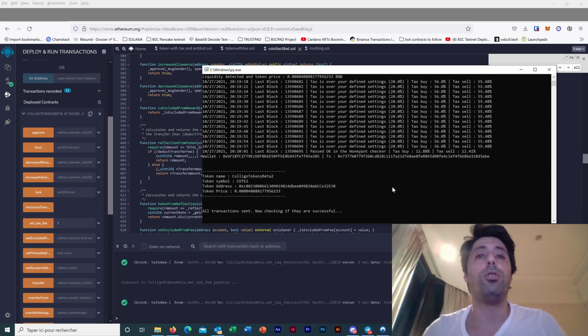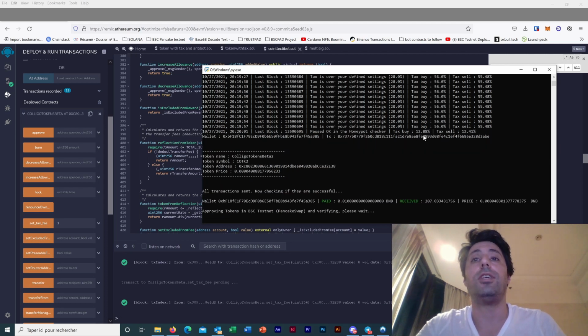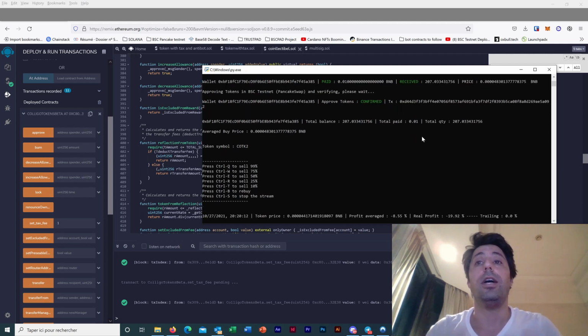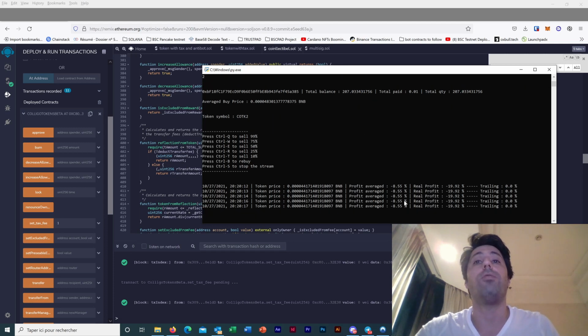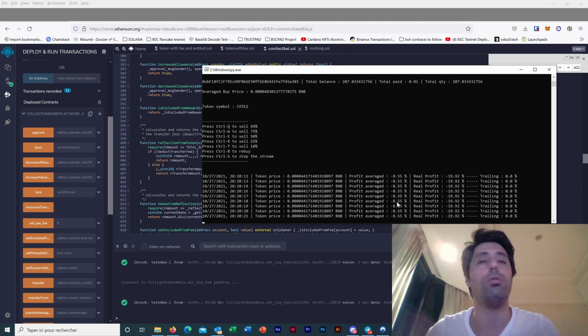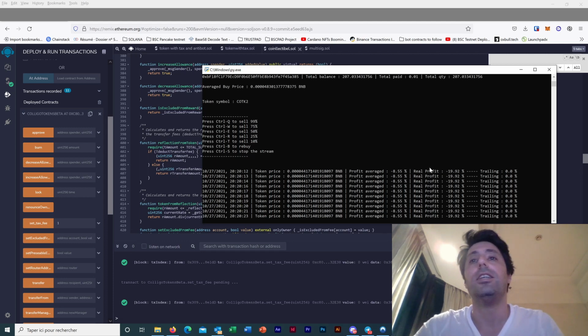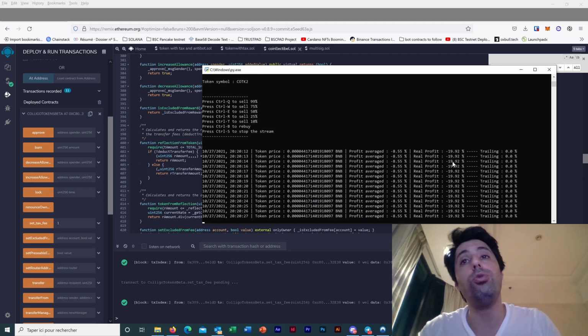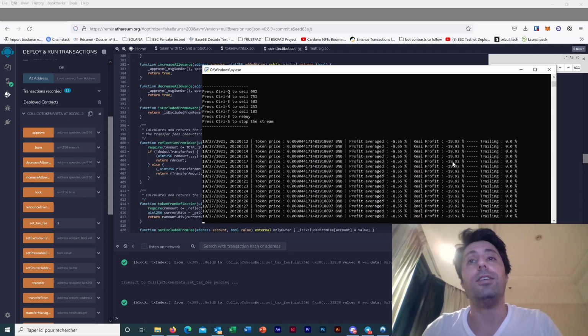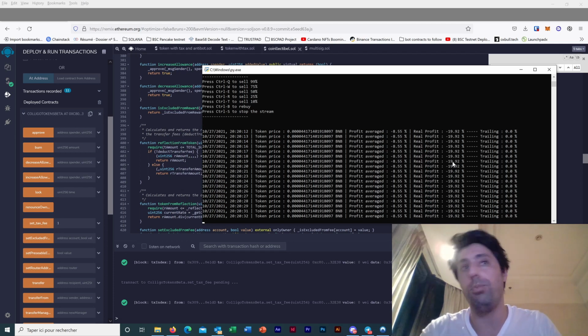And now he buys the token. You see here the tax is getting lower. So now the bot bought the token, and is also approving the token in PancakeSwap. And then we have the profit of the token. So we have a negative profit, because it's a new token, so it's normal, and then we have a tax. We also have the real profit. So the real profit is when you include the sell tax. This is the profit you will have, the real profit.